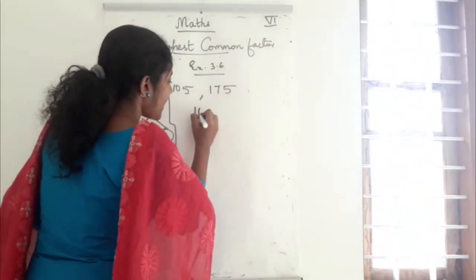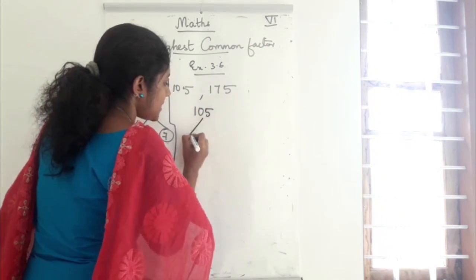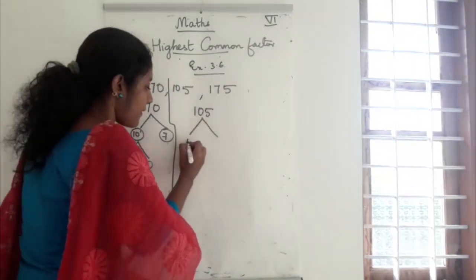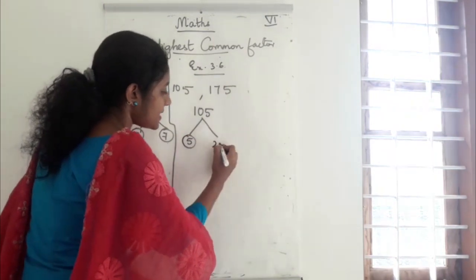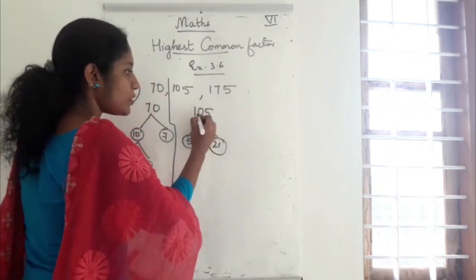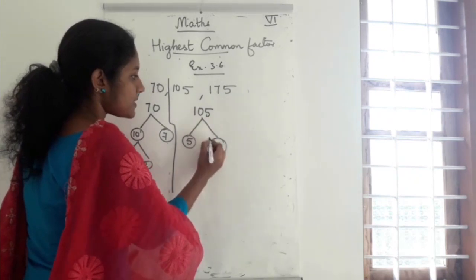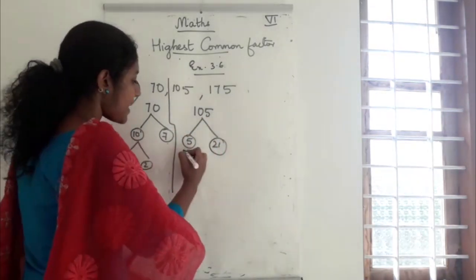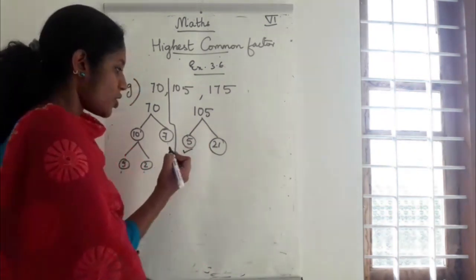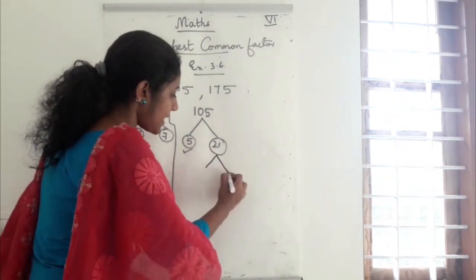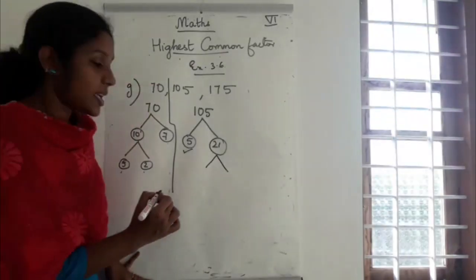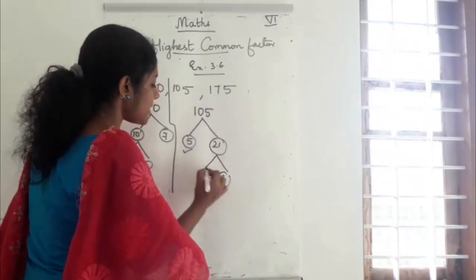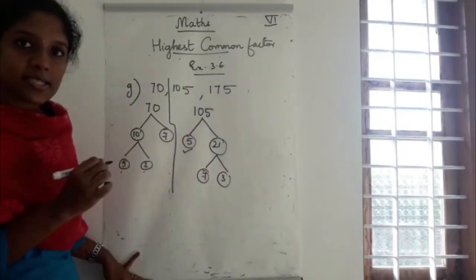So 105, again, using the prime factorization method. Here it is divisible by 5. 5 into 21 is 105. 5 is a prime number, so you can stop there, but 21 you can divide again: 7 into 3 is 21. Now 7, 3 and 5 are prime numbers, so you can stop here.